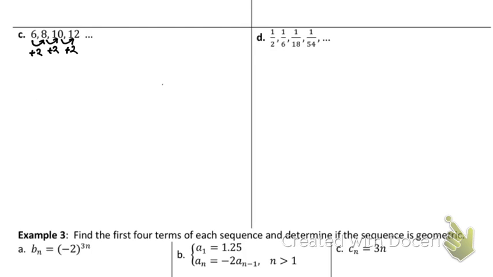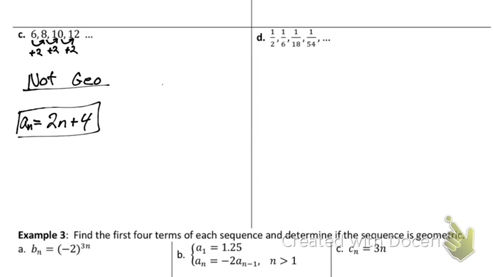We don't have to. So it's not geometric, but we could come up with the arithmetic sequence, which would be a sub n equals our difference, which would be 2n, plus our first term minus our difference, which would be 4. There's your arithmetic formula.